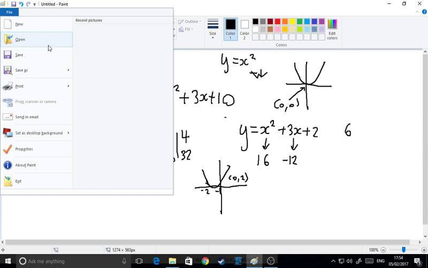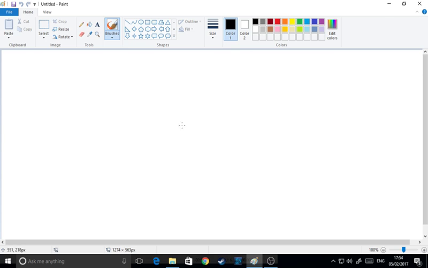So let's go on to the next one. We can solve using factorization.